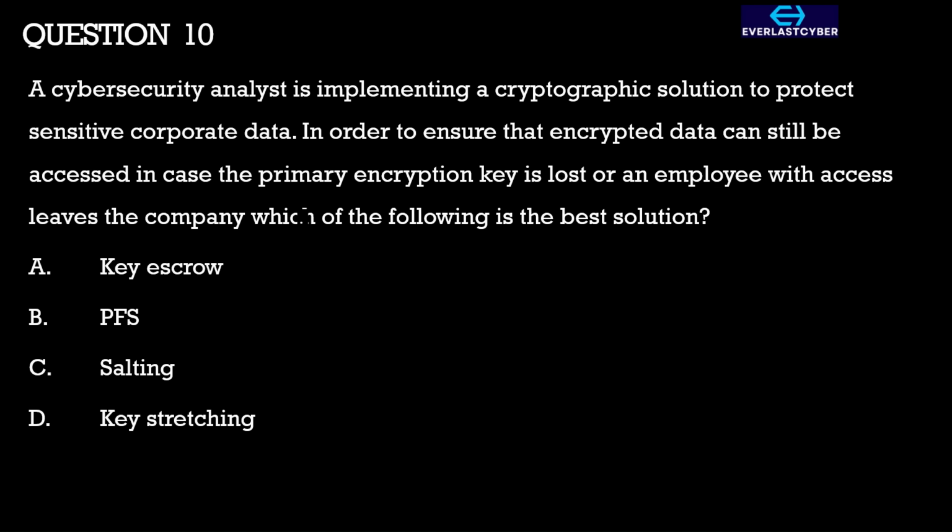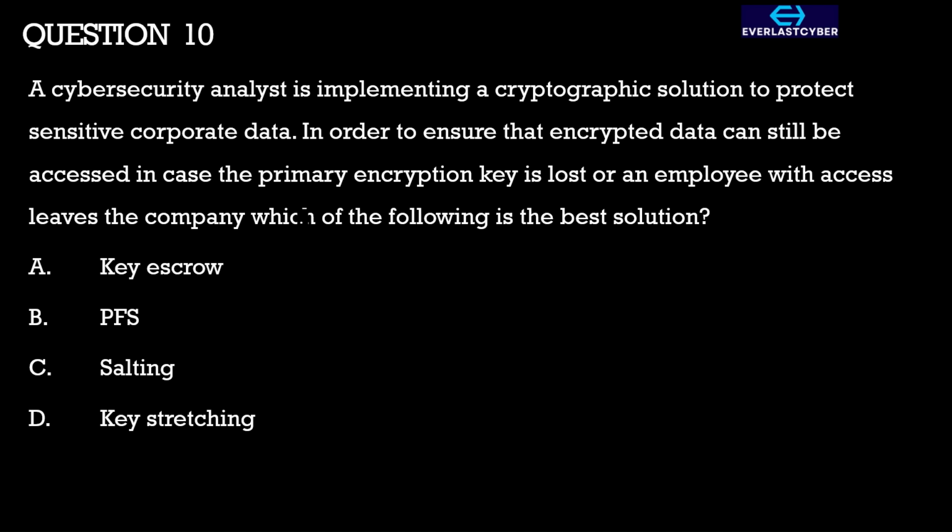Key escrow is a cryptographic key management technique where a copy of the encryption key is held in escrow by a trusted third party or at a secure location. This ensures that if the primary key is lost or if an employee with access leaves the company, the encrypted data can still be decrypted using the escrowed key. In option B, PFS or perfect forward secrecy, this ensures that session keys cannot be compromised even if the long-term keys are compromised later. It is about preventing past communications from being decrypted, but it doesn't say anything about key recovery.